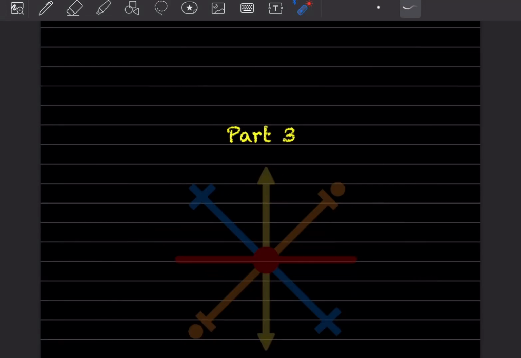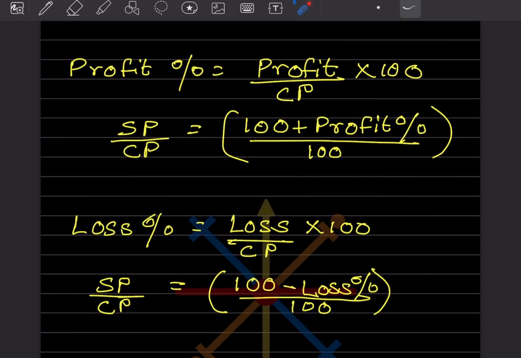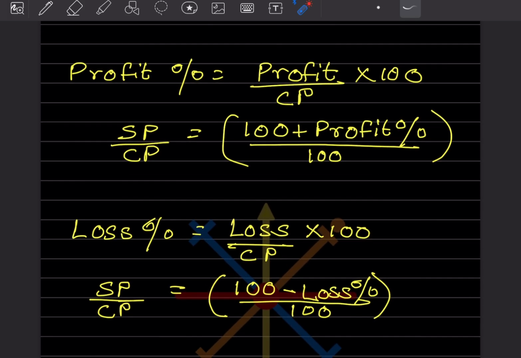So today we'll do part 3. In that we'll see the next exercise. Before that we'll see the formulas which are needed there. So here, profit percentage means you have to remember this formula: profit divided by CP into 100. And there is one more formula: selling price divided by cost price is (100 plus profit percentage) divided by 100.